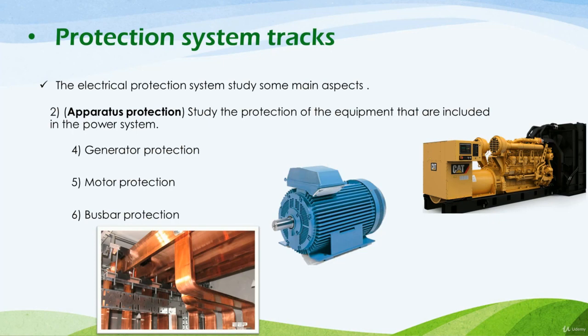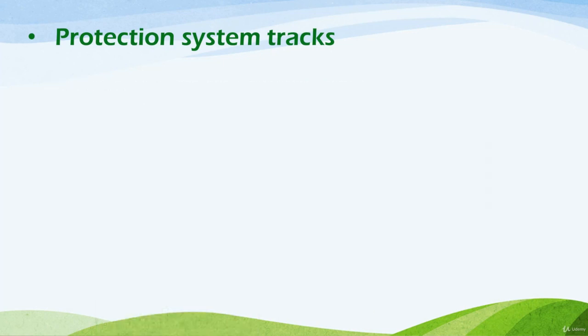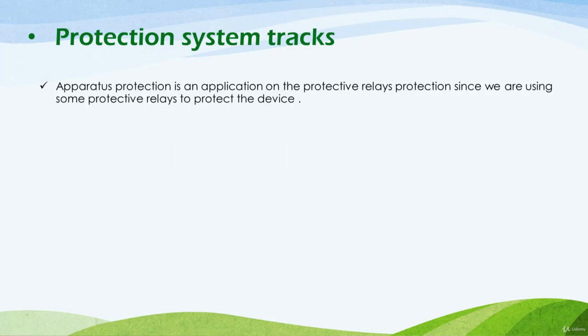Very good. But you can tell me now that it's a logical thing to have some protection elements like the relays to protect those devices which we just mentioned. And this is totally right, as to protect any device we need some protection elements like the overcurrent relays or the overvoltage relays. But as we said before, the study of the protective relays is the first study in the protection system, so we can conclude that the apparatus study is an application on the protective relays study.